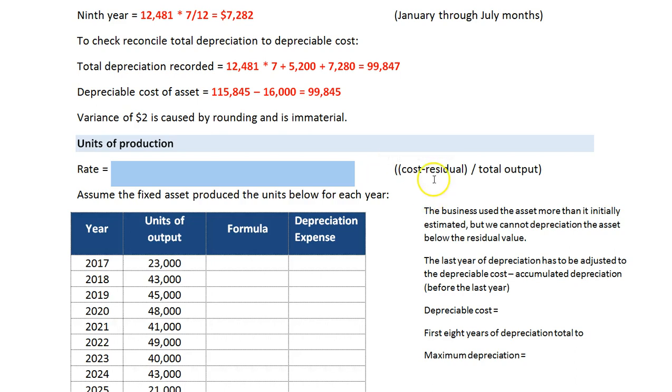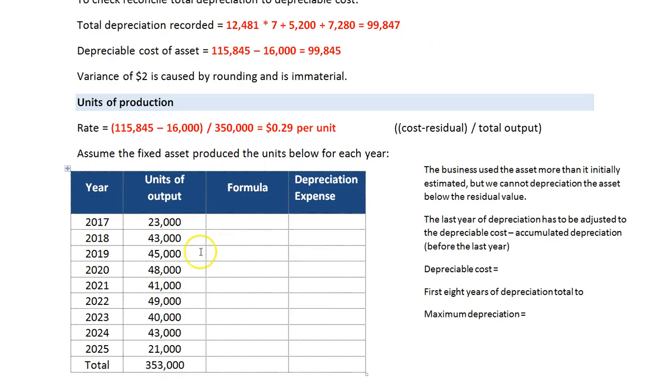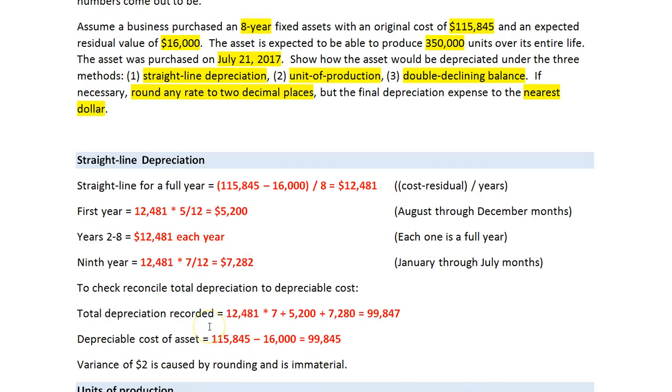Alright, units of production. We're going to start off by plugging it into the formula. Take the cost minus the residual value divided by the total output. Notice I'm using this 350,000. I give you these numbers because you've got to have something to multiply to record depreciation. And yeah, the actual output would be a better number to use. The only problem is the business doesn't know it.